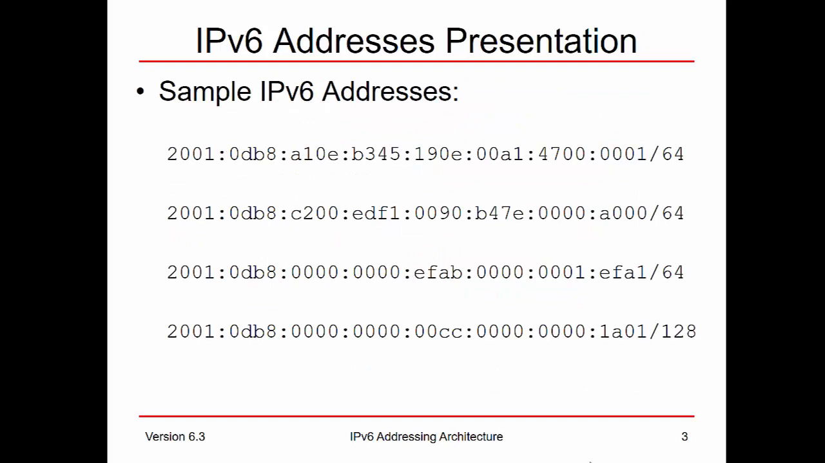This is an example of an IPv6 address. It consists of 8 groups: 1, 2, 3, 4, 5, 6, 7, 8. And each group has 2 octets, or 4 hexadecimal characters. Each hexadecimal character consists of 4 bits.